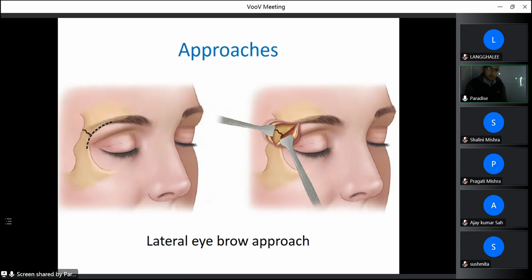For approaches to treatment of ZMC fracture, there are different approaches. One, in case of bicoronal approach, it is a big incision, it is a big surgery. When there are multiple fractures, if the frontal bone is fractured, there is a comminuted fracture, then you have to go from the bicoronal approach. Otherwise, you can give a local incision.